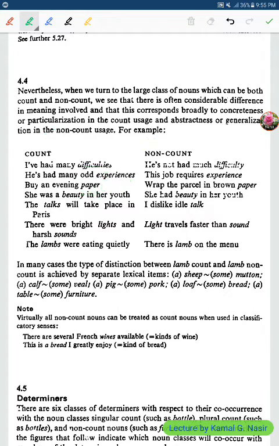She was a beauty in her youth. Beauty now is a noun, and it is what? Countable, because you talk about one person.